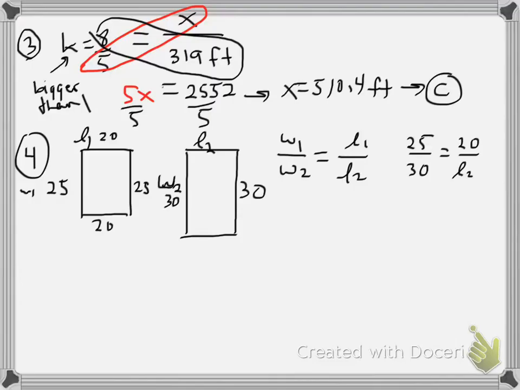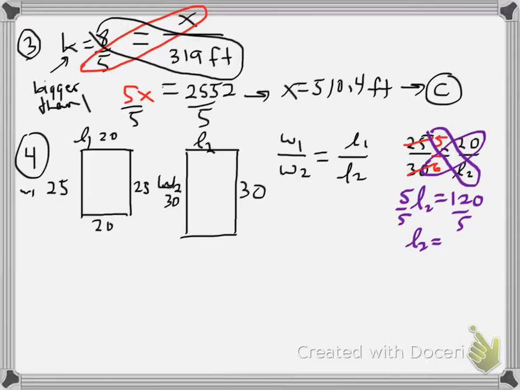Now it would be easier if I reduce the fraction here. If you divide both by 5, that's 5 over 6. Then it'll be easier to work with because you have smaller numbers. So now I'm going to cross multiply: 5 times L2, and I got 6 times 20, which is 120. Then I'm going to divide by 5, and I get L2 equals 24 feet.